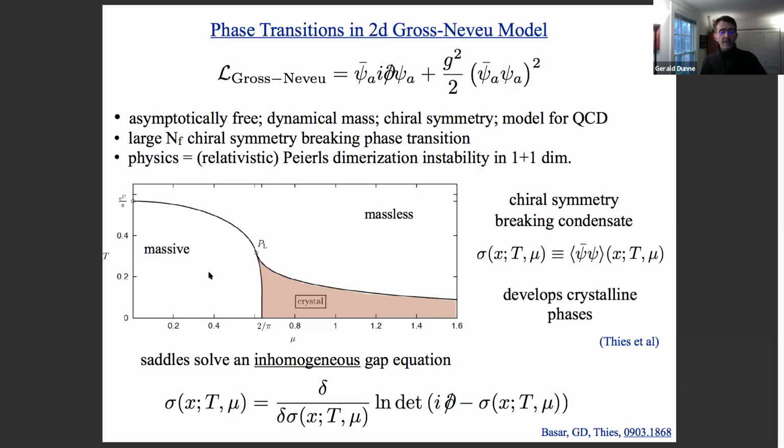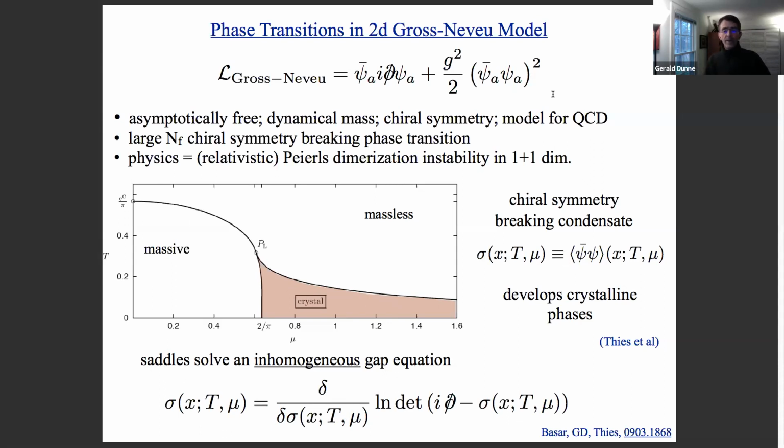There's a massive phase where there's a uniform non-zero condensate, the psi bar psi condensate. There's a massless phase. There's a tricritical point, and there's a crystalline phase. And in order to identify this crystalline phase, you have to solve a fairly non-trivial problem, which is to solve the gap equation, but using a condensate that's actually x dependent. And to be able to do this for any temperature and any chemical potential. Well, this is a special model. It has some integrability properties, which means you can actually solve that problem.